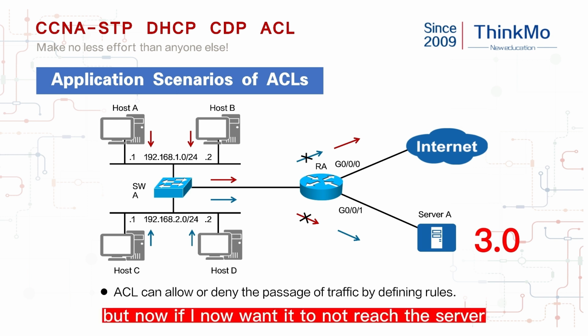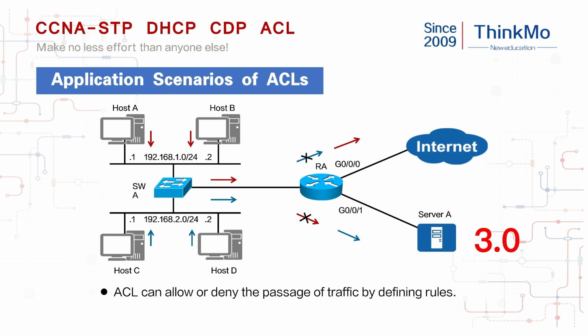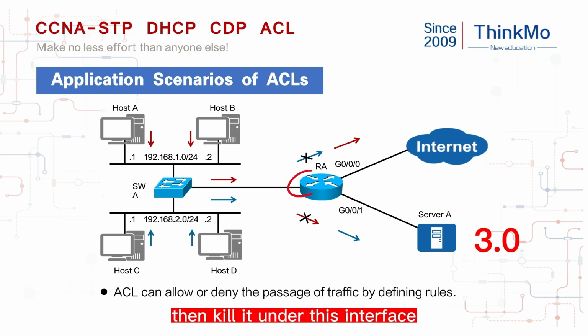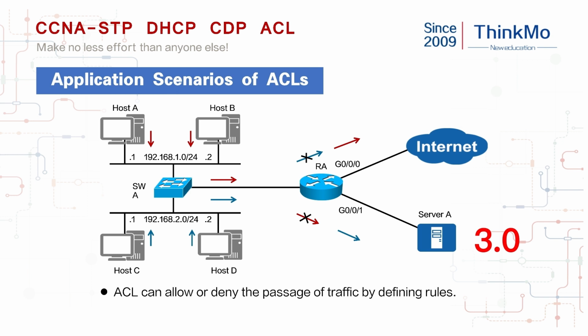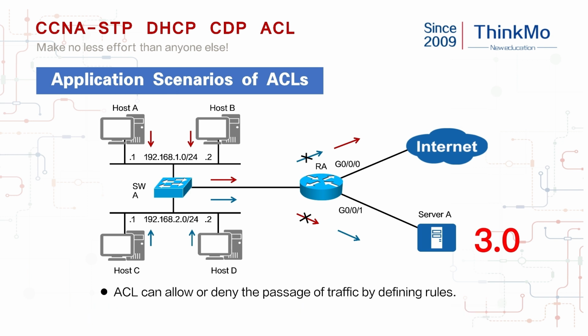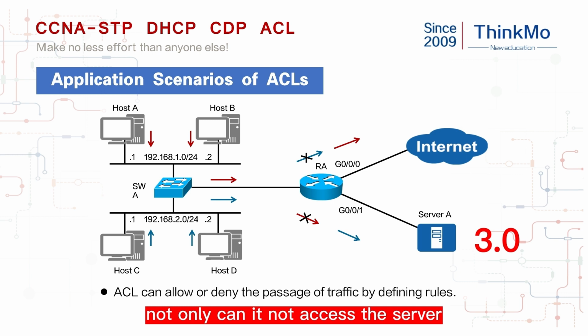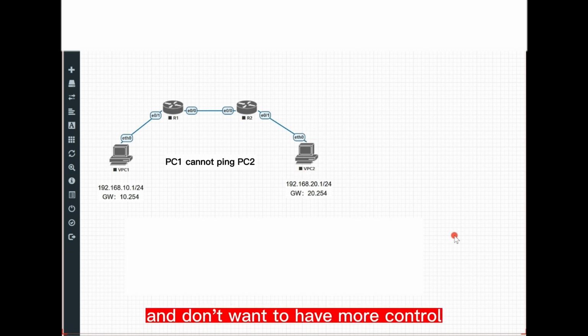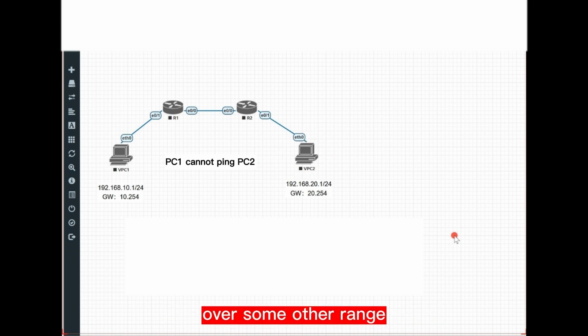But if I match the entire 1.0 network segment and kill it under this interface, then this 1.0 network segment can't connect to the internet. Not only can it not access the server, it can't get online either. So this is not the real requirement. The same is true for this graph. We just don't want it to ping PC2, and we don't want to control some other range.